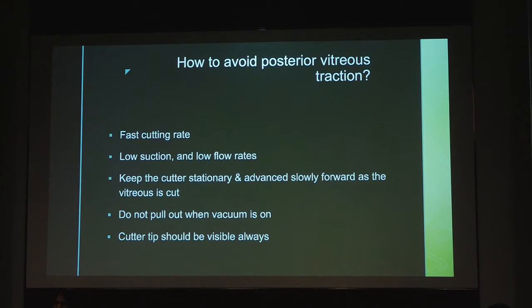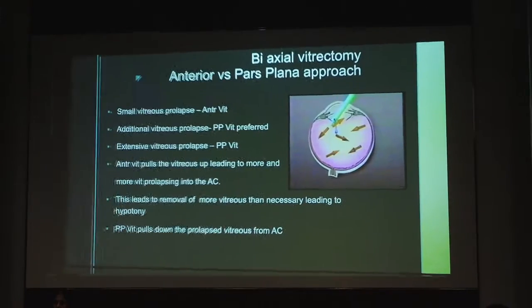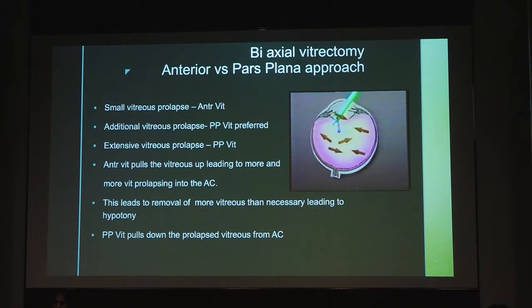So fast cutting rate is very important. Low suction and low flow rates. Keep the cutter stationary and advance very slowly. As you cut, you advance. Do not pull out when the vacuum is on, and the cutter tip should always be visible. In case of small vitreous prolapse, you can do an anterior vitrectomy, but otherwise the vitreous acts like a slinky. So it keeps on coming out. So a posterior vitrectomy would always be preferable.